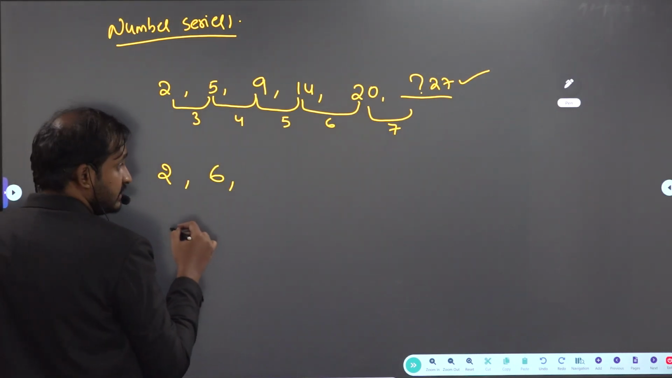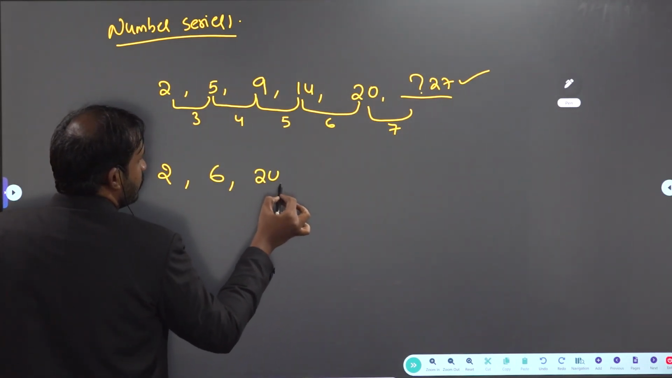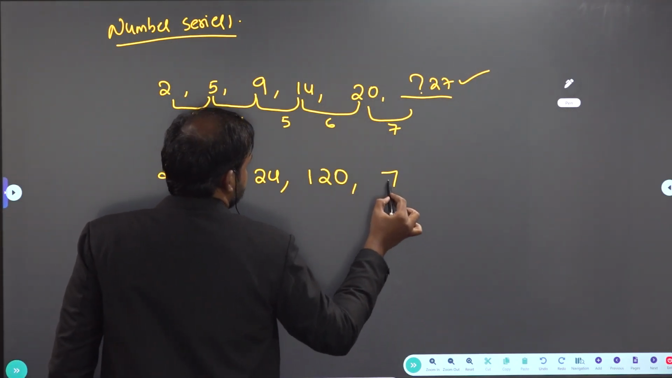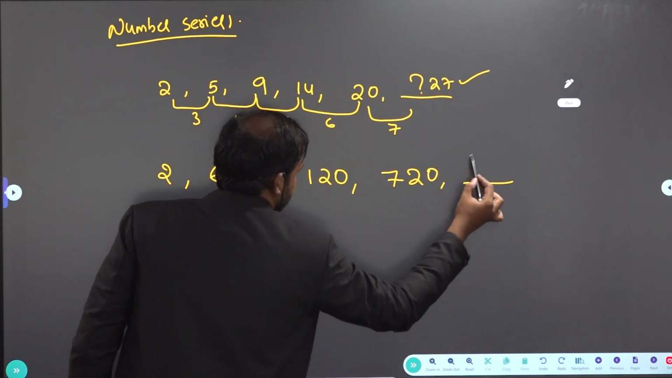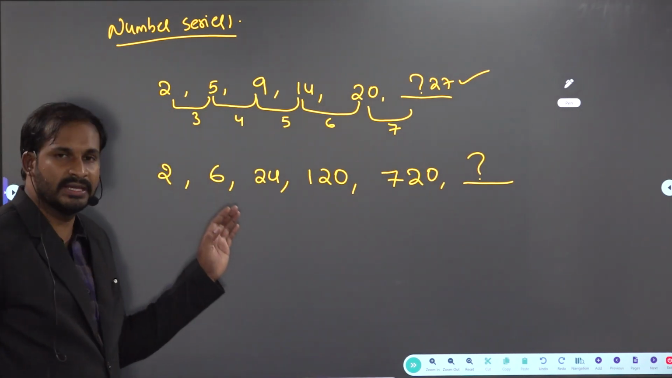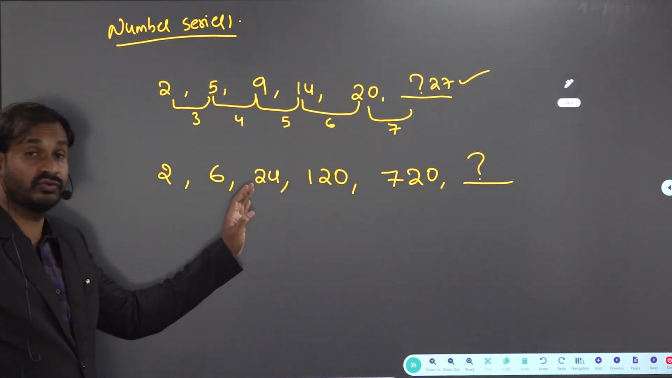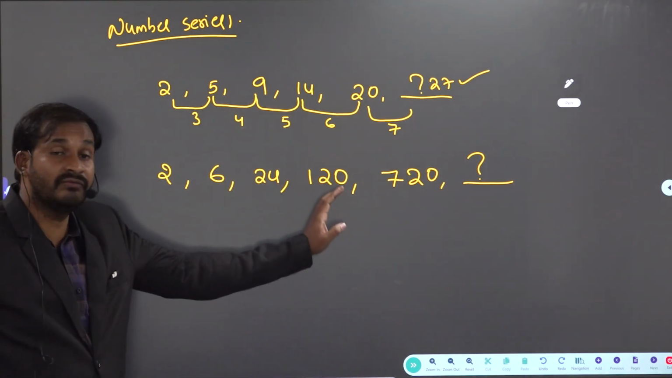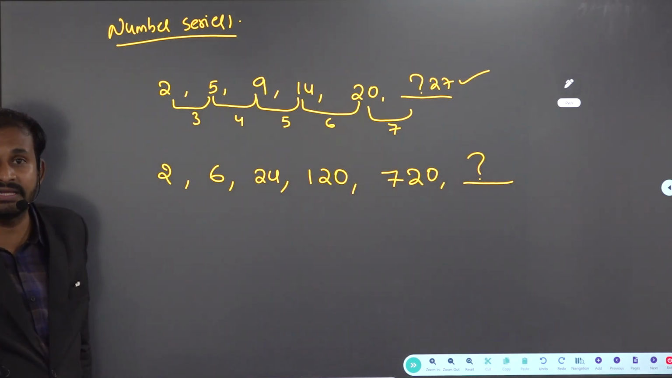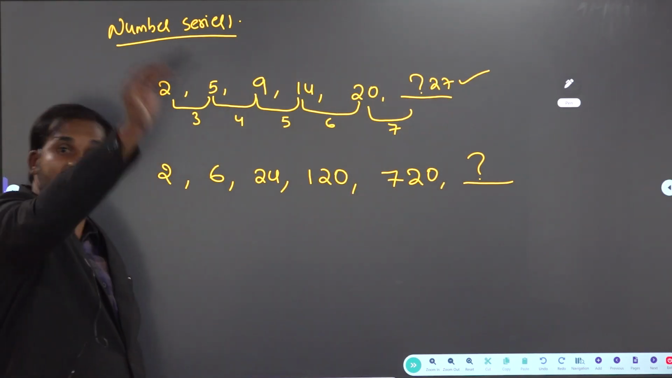2, 6, 24, 120, 720 and what comes next. Now please observe here students, what is happening here? 2 became 6, anyway small change. 6 to 24, little bit more. 24 to 120, 120 to 720. How the jump is happening here? It is increasing suddenly, right?